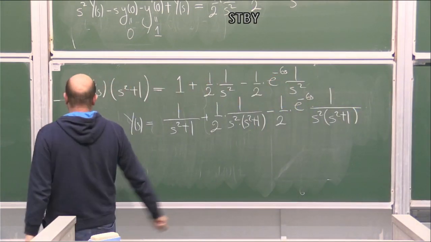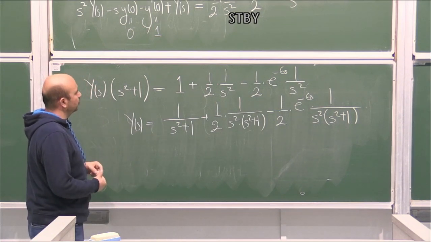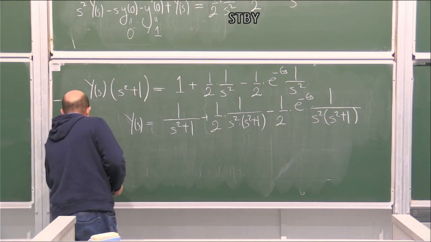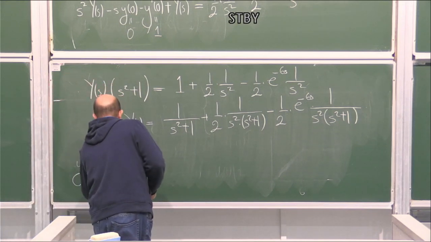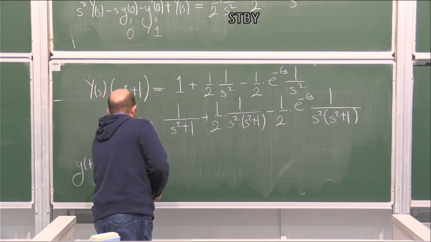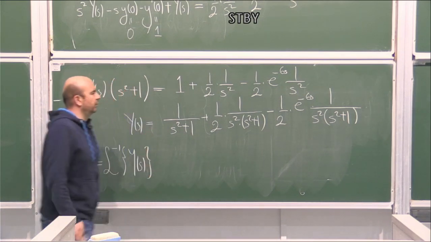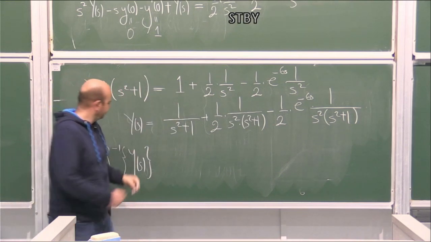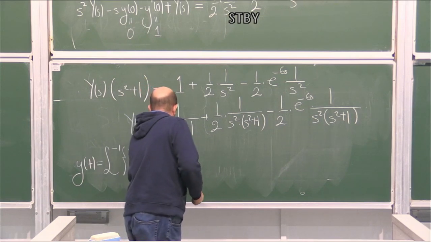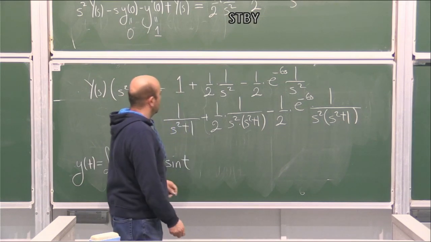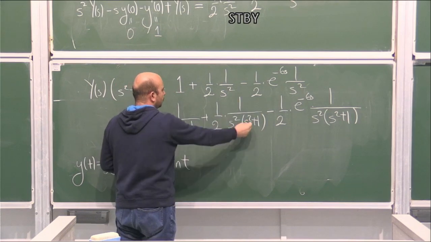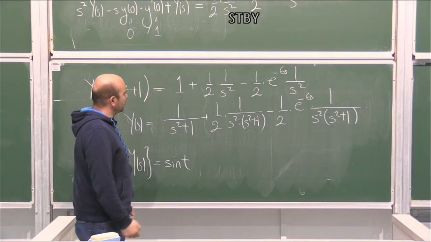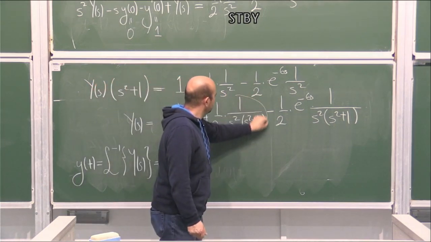So then what is the solution? If we can compute the inverse Laplace of this, then we will be able to find the solution. So what is y of t, the solution we are looking for to this initial value problem? It's all about computing the inverse Laplace of this. Actually, we know this part. It's exactly sine t. But when you come to this part, we have to use the partial fraction method again.